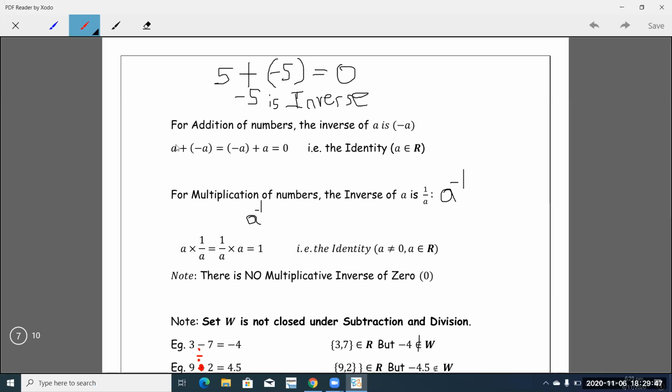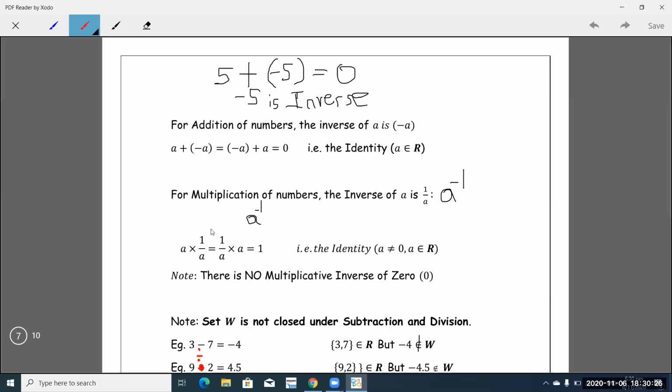The only number that I can add to a such that I get the additive identity is minus a. And so we say minus a is the additive inverse of any number a. So the identity is 0 and the inverse is minus a. That's the additive inverse, just for addition. For multiplication, I'm saying which number, when I multiply a times this number, gives me the multiplicative identity, which we know is 1.